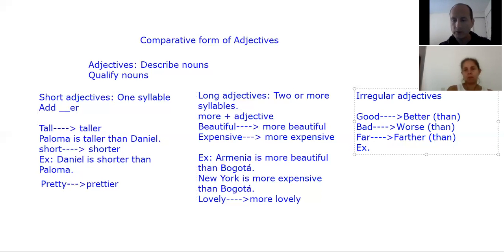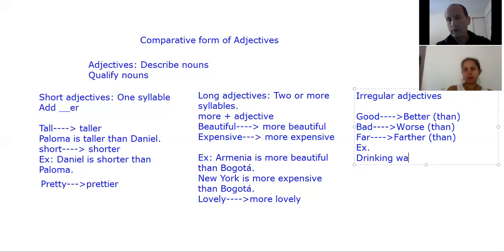Try to give me a comparison using good. Entonces, good is better. Okay, the comparative form is better. Fíjate, better es como el mejor, ¿cierto? Okay, mejor que. Better than. Mejor que. Okay.